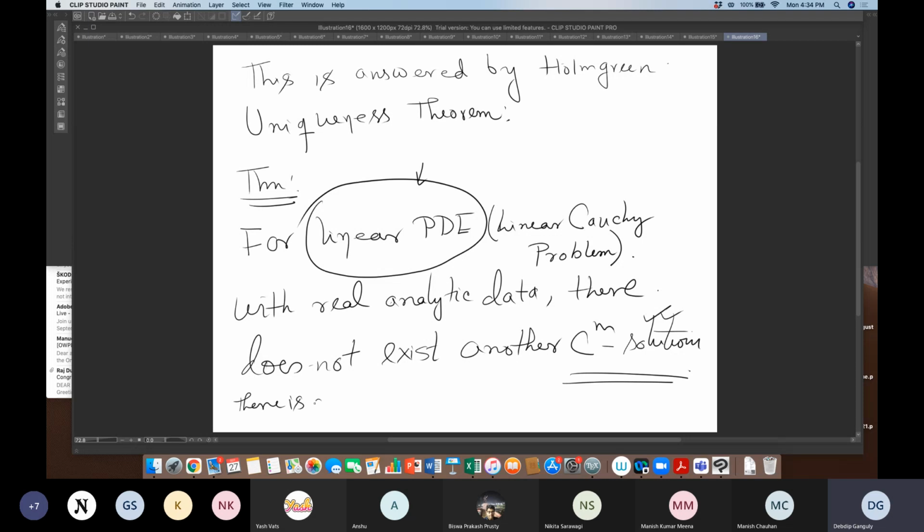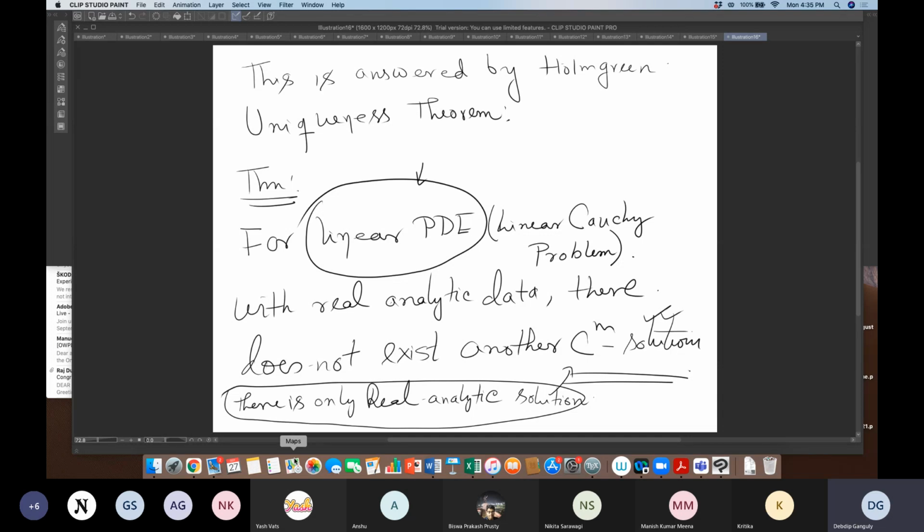real analytic solution. Which is, of course, in particular a C^m solution. But I am saying that there is no other C^m solution which is not real analytic. That is not possible for a linear PDE. There is only the real analytic solution, which is guaranteed by the Cauchy-Kovalevsky theorem. So the Holmgren uniqueness theorem only states that for a linear PDE, you can only have a real analytic solution. There does not exist another C^m solution. Is that clear? But this is only for linear PDE.